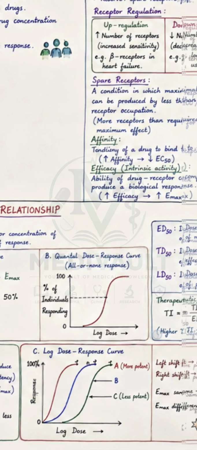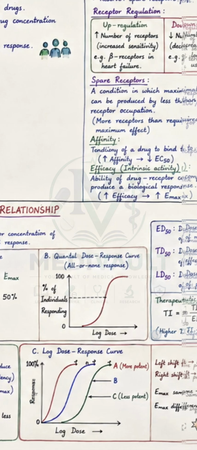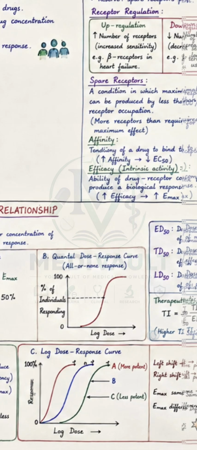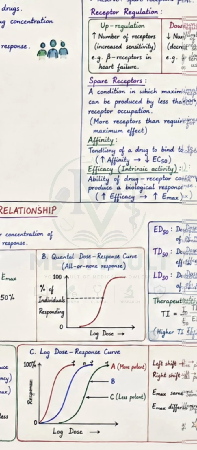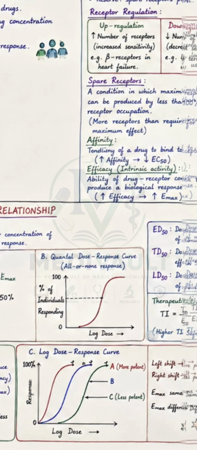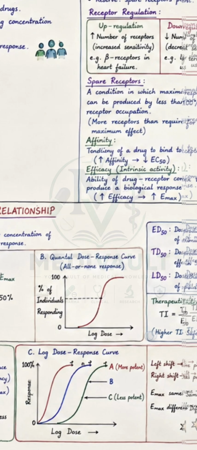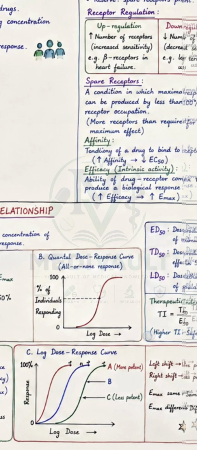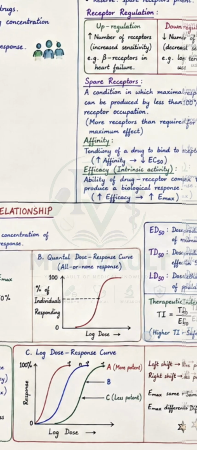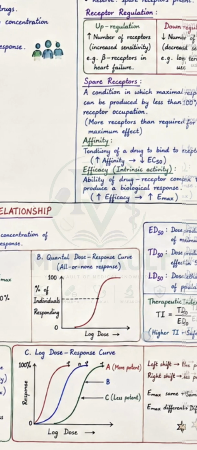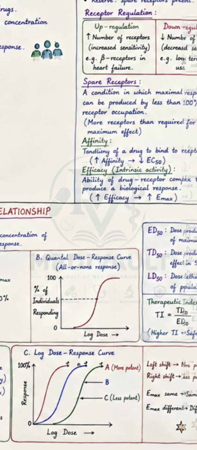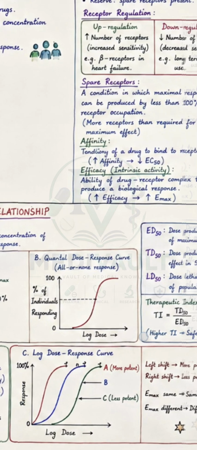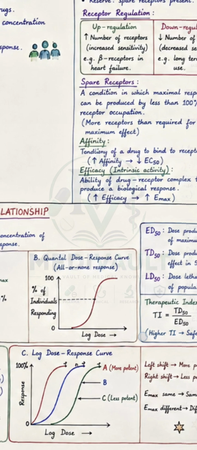TD50 is the dose producing a toxic effect in 50%. Half of the toxic effect has been produced, so it is known as TD50. And LD50 is the dose lethal to 50% of the population. These are the main things you have to remember. And then the therapeutic index, the formula is TI, the therapeutic index, equals TD50 divided by ED50. When there is a high therapeutic index, it means it's a safer drug. When the therapeutic index is low, then the drug is very harmful.